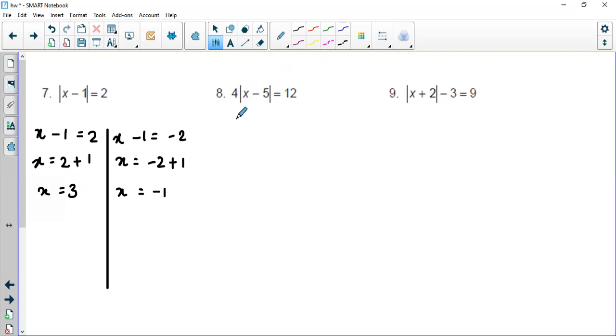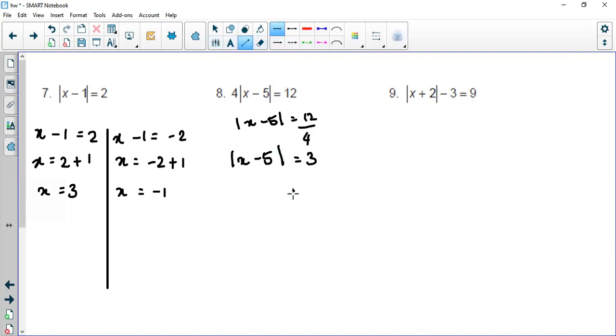So first let's remove the 4 from the other side. So that means 12 divided by 4. So this is going to be absolute value of x minus 5 equals 3. How did we get the 3? 12 divided by 4 is 3. Now what's the next step?